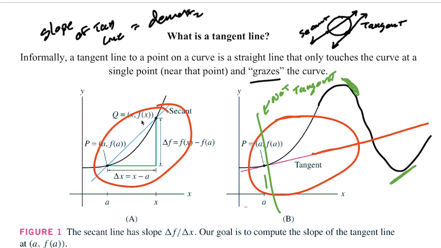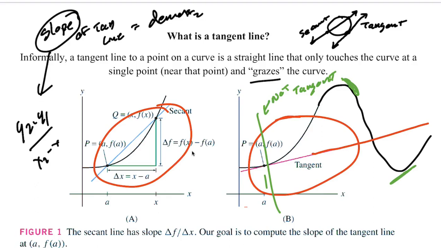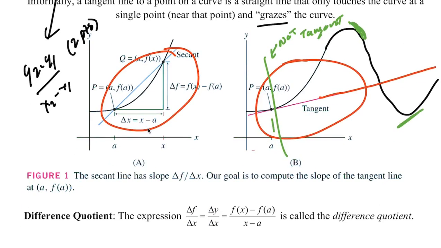But the question is, how do you find the slope of a tangent line? Right, we know how to find slope. Slope is y2 minus y1 over x2 minus x1. But the thing about this is you need 2 points. A tangent line only has 1 point. So how do you find the slope of it? Well, we're actually going to use the slope of a secant line. And then we're going to use that to help us.